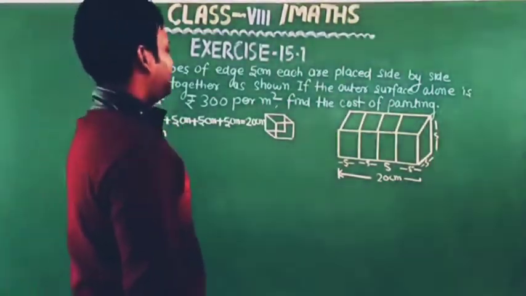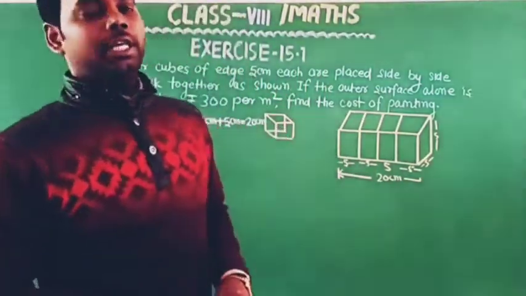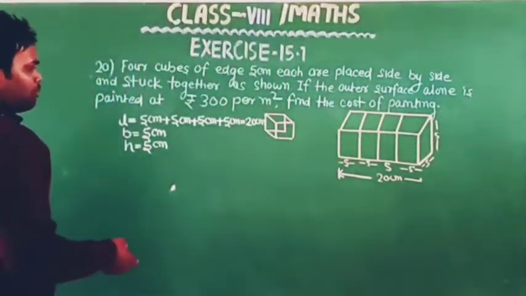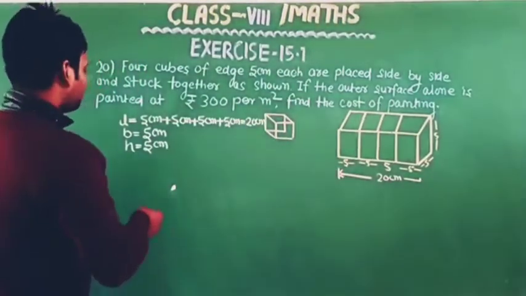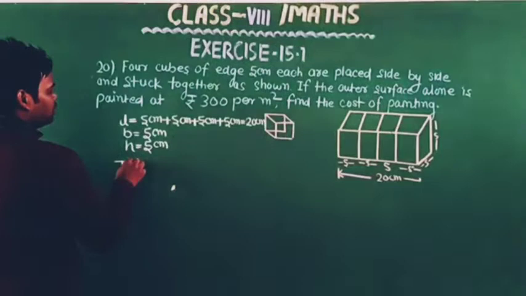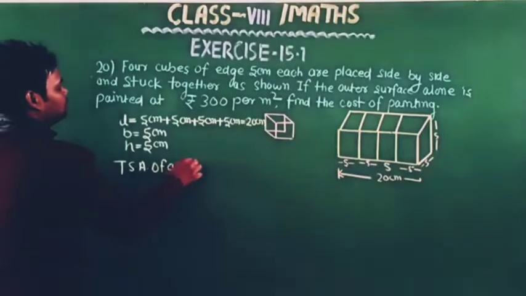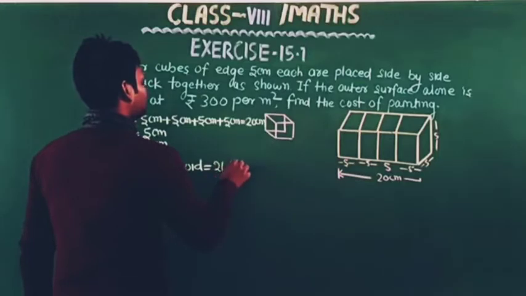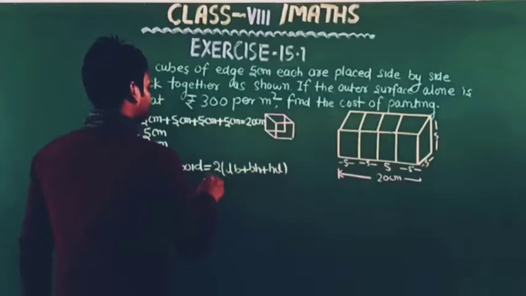Then we have to paint the outer surface area. So this means we have to find the TSA, the total surface area of the solid formed by joining 4 cubes of base 5 cm. TSA of the cuboid is determined by using the formula 2 into (LB plus BH plus HL).